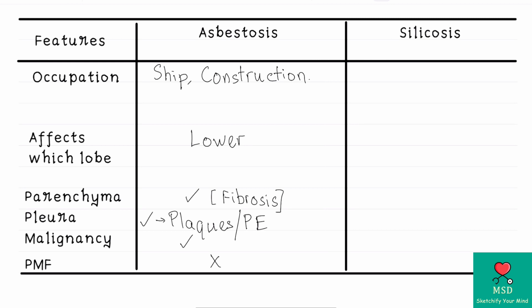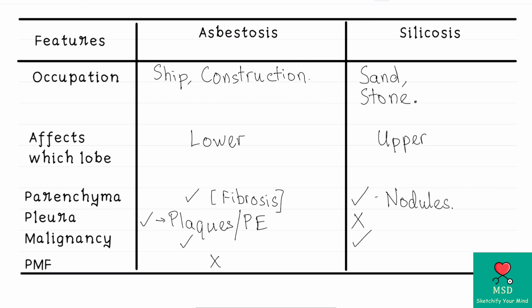Now we will see silicosis. The occupation is sandblasters or stone crushers. They will be exposed to silica dust. Silica dust is light, so it affects the upper lobe predominantly. Parenchymal involvement is seen, characteristically in the form of nodules, nodular involvement. Pleural involvement is not seen. Malignancy can be caused. PMF, progressive massive fibrosis, can be caused by silicosis. Okay, this is the difference between asbestosis and silicosis.